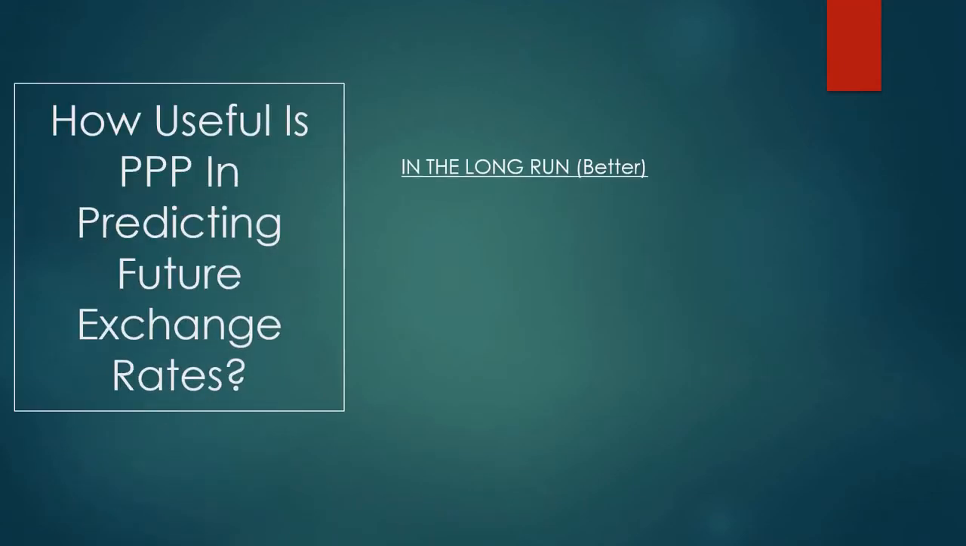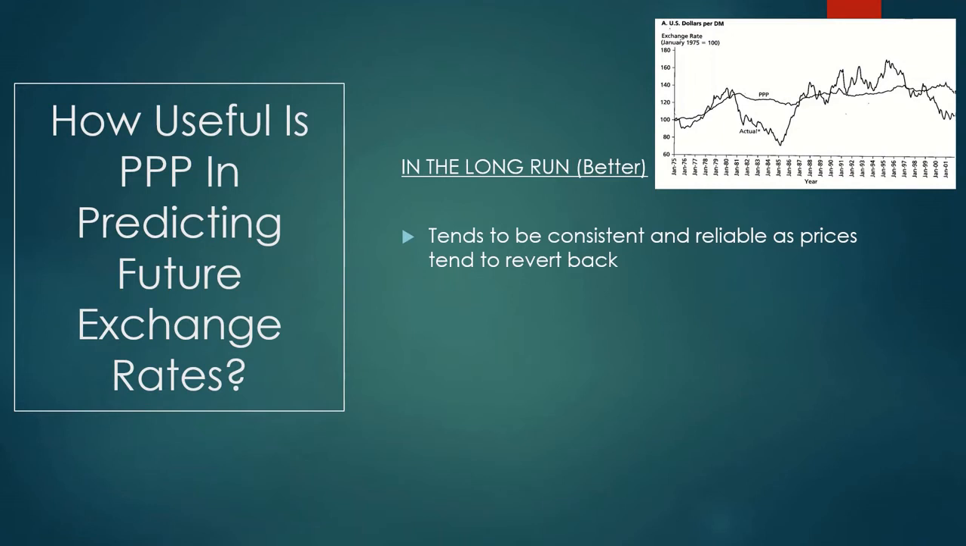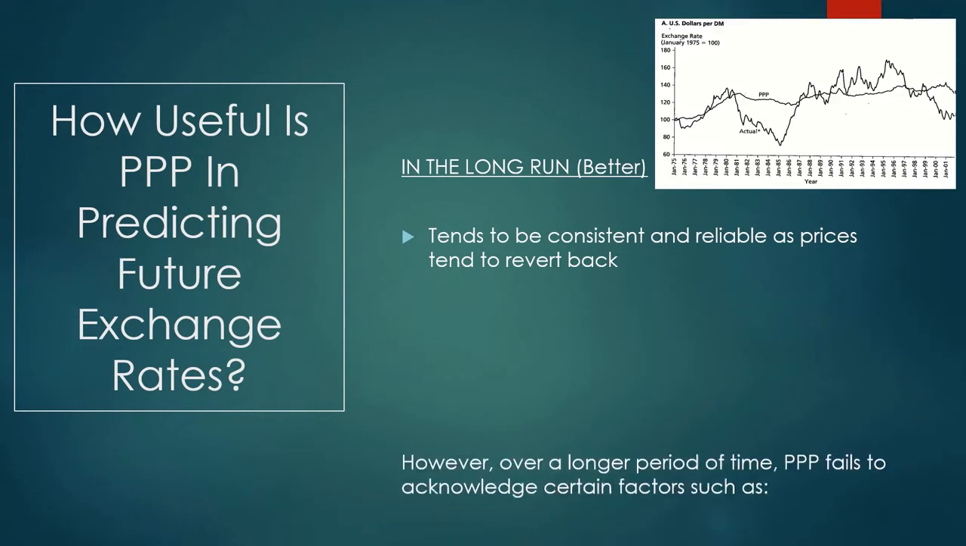The opposite side of that, in the long run, it holds a bit better. It tends to be more consistent over time. Prices tend to revert back. In the little graph there between Japanese yen and US dollar, you can see that the PPP line does fluctuate from the market value line, but the consistency is kind of there. They kind of revert back to the same trend.